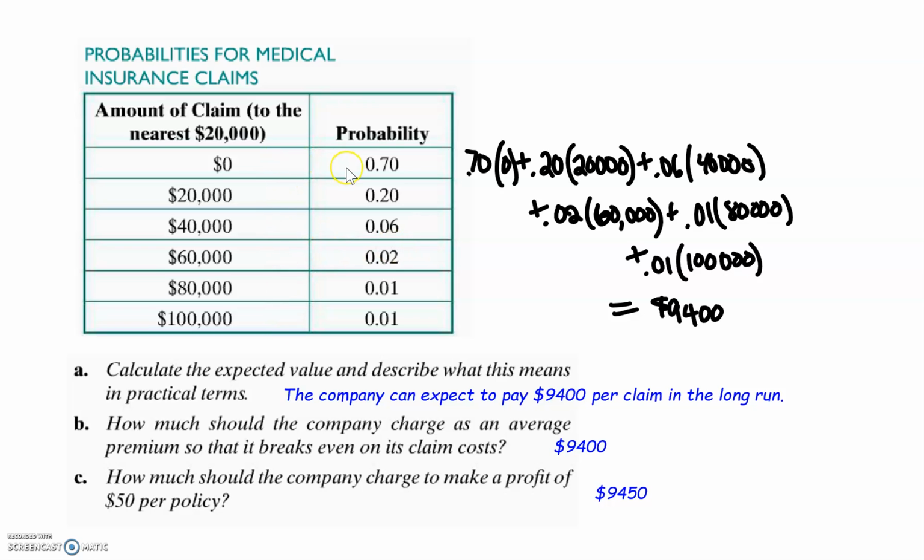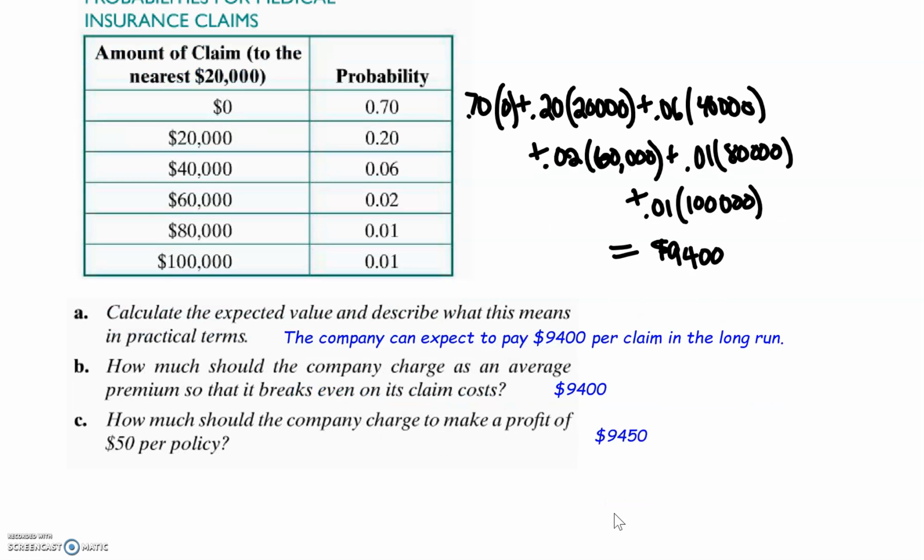So if we multiply each amount of the claim times its probability, all the way down the chart, and then add up all of those, we come up with this figure of $9,400. So what that's telling us is that the company can expect to pay $9,400 per claim in the long run. So if they want to just break even, that's where they will set their premium, is $9,400. But if they want to make a profit, they're going to have to add to that. If they want a $50 profit, they would be charging $9,450 for every policy.